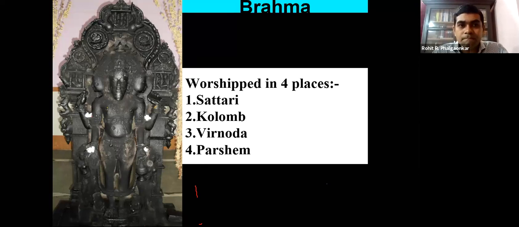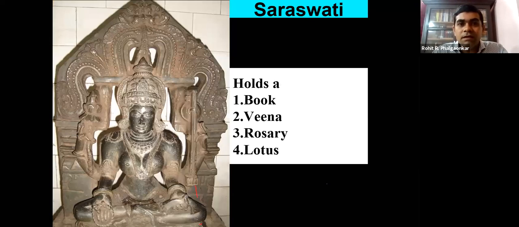Saraswati, the goddess of learning. Normally we find temporary images or sculptures of Saraswati made, and they are worshipped in many places. But this is a 12th century sculpture, a very beautiful one, and the only ancient sculpture of Saraswati in Goa. And you can see she holds a lotus in one hand, the veena or the lute in the other hand. She holds a book and she holds a rosary.